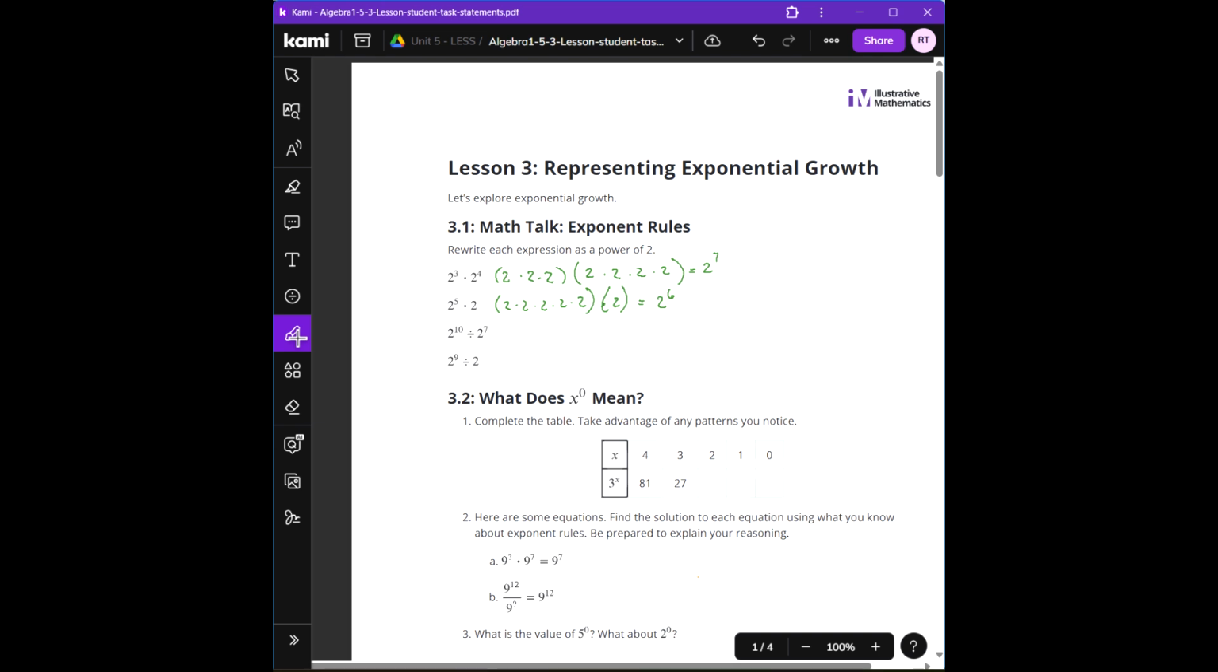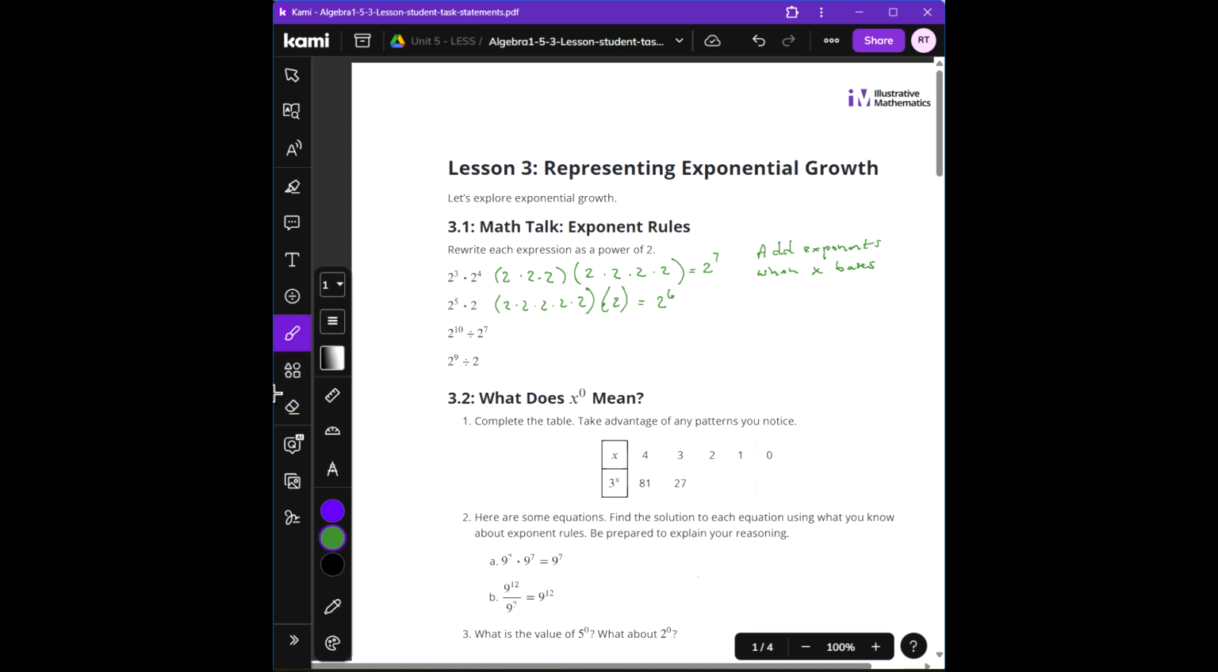Okay, and so our rule here is what you do is you add the exponents when you are multiplying bases. Add exponents when multiplying bases. That's all I need to write. Sorry about that, guys.